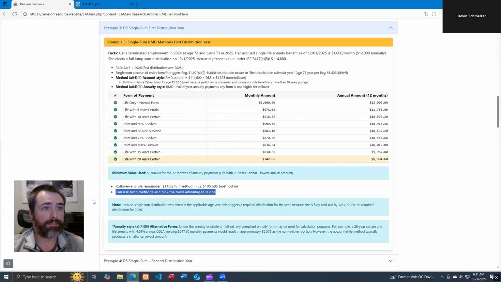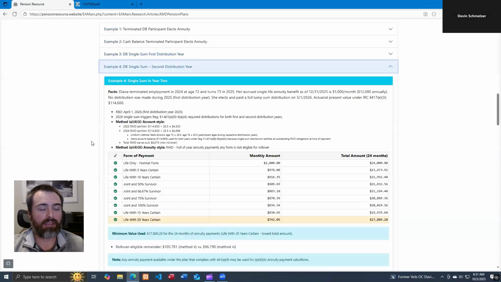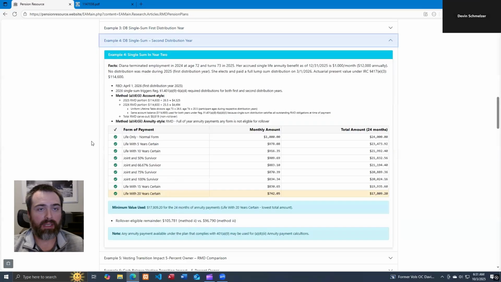Example 4 is where a single lump sum was elected in the year of the required begin date, April 1st. This is technically the second distribution year. As such, there'll be two RMD calculations, one for the previous year of 2025, the year that you turned her applicable age, and then 2026 for the year of the second distribution year.